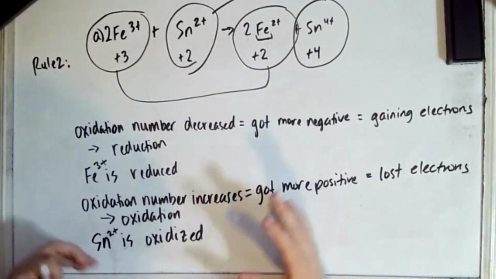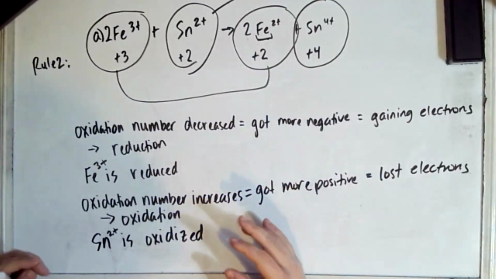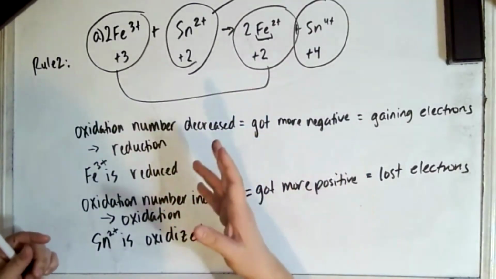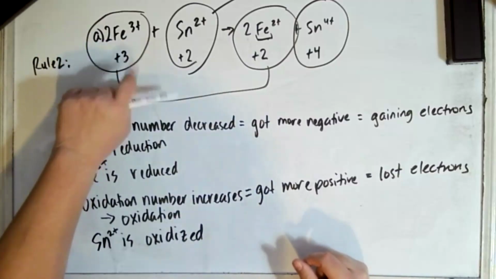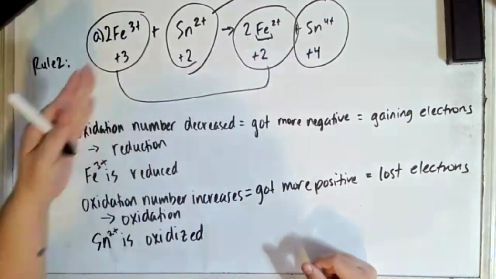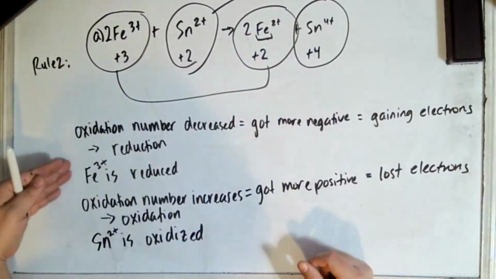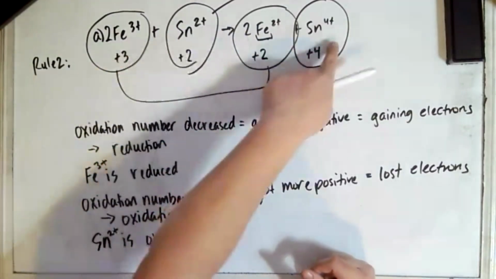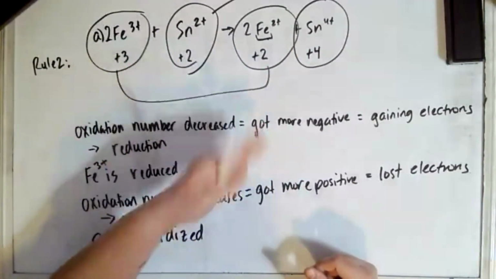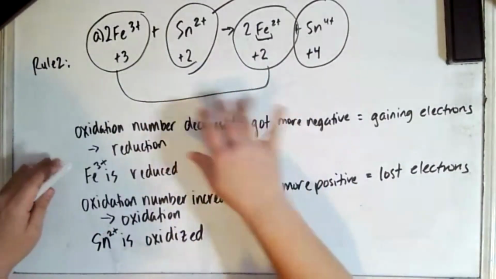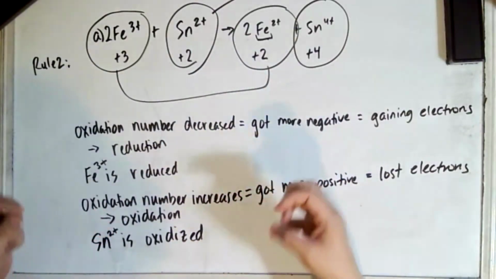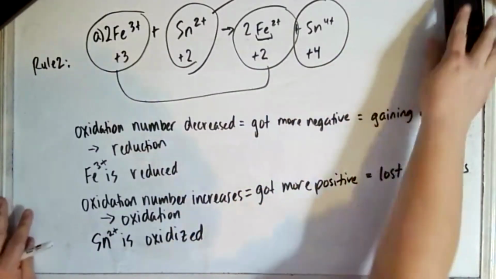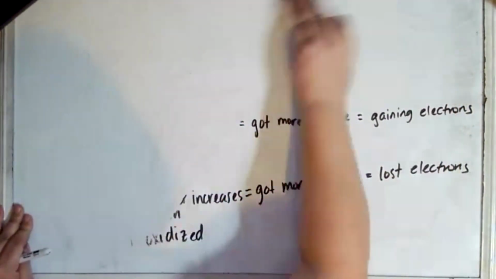Let's look at an example where this is more helpful, when we're looking at reactions that don't have charges in them. This reaction was kind of easy because it had charges, and we could literally say this went from +3 to +2. That means it got more negative, so it had to be reduced. Tin went from +2 to +4, it got more positive, so tin had to be oxidized. You don't have to assign the oxidation numbers in this example, because we could look at the charges. But there are reactions where we don't have charges to look at, and that's when using our oxidation numbers is going to be even more helpful.